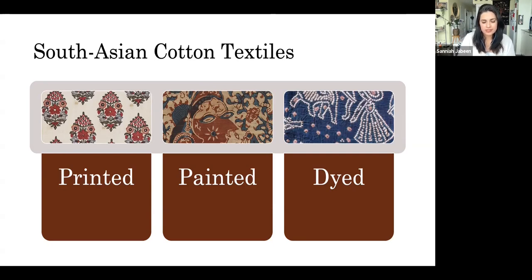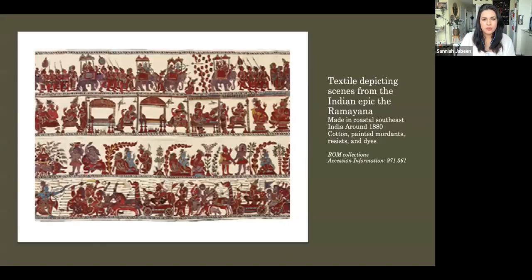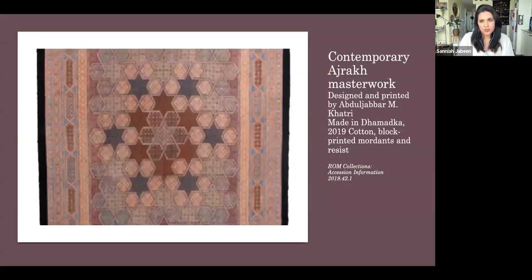Designs on such textiles can be either figurative, with many narratives in them, such as this example that we have of a textile depicting the Indian epic the Ramayana, made in 1880, which is painted and resist dyed, or non-figurative, such as this ajrak piece that has been designed very recently and block printed and resist dyed. Textiles without figurative narratives can also tell us many stories.